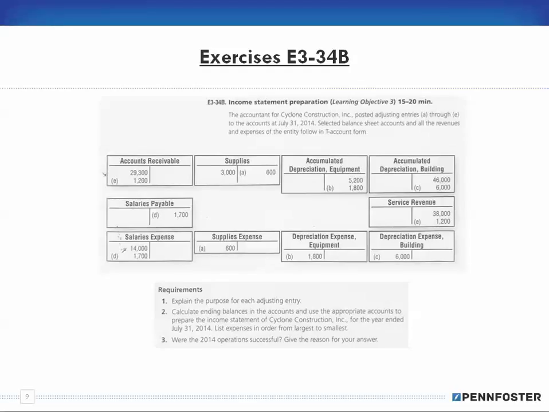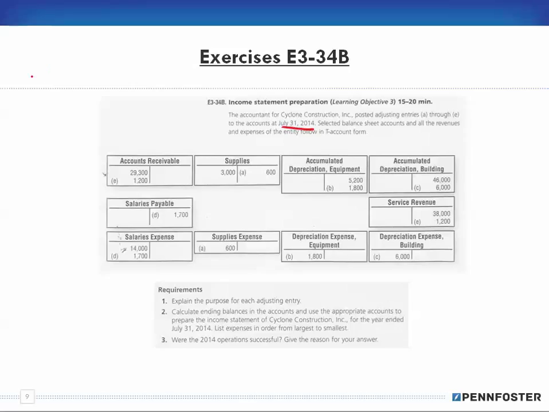Right? So for problem 34 here, it says the accountant for Cyclone Construction posted adjusting entries A through E to the accounts at July 31st, 2014. Select balance sheet accounts and all the revenues and expenses of the entity follow in T account form. And remember, the textbook uses the T accounts to represent the general ledger accounts.